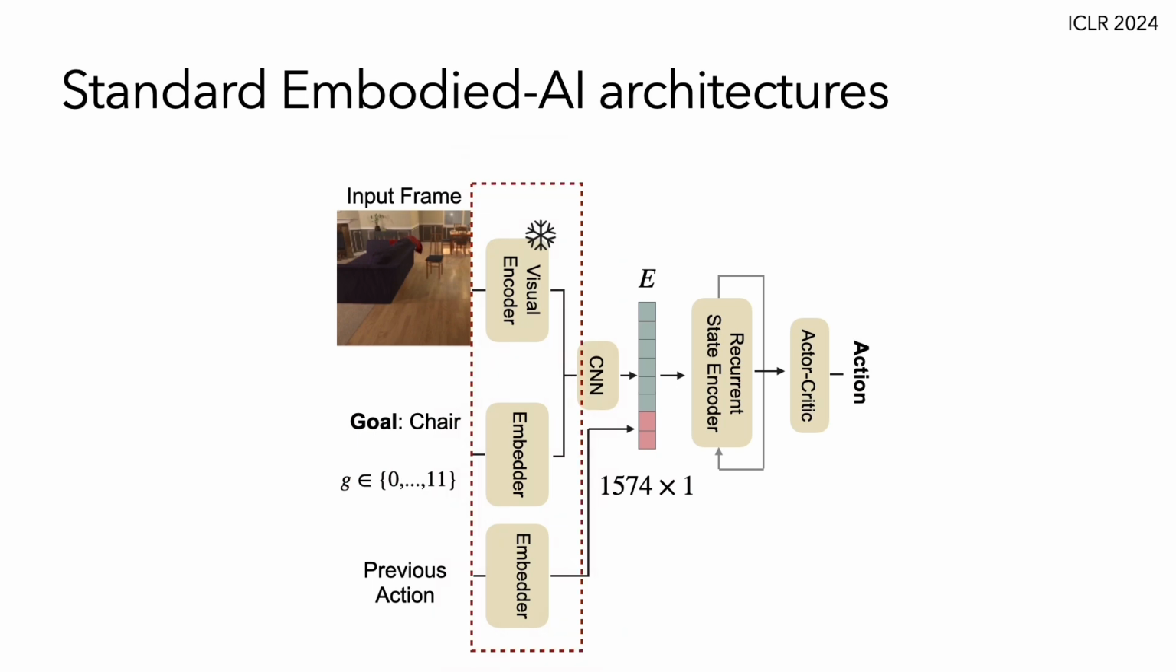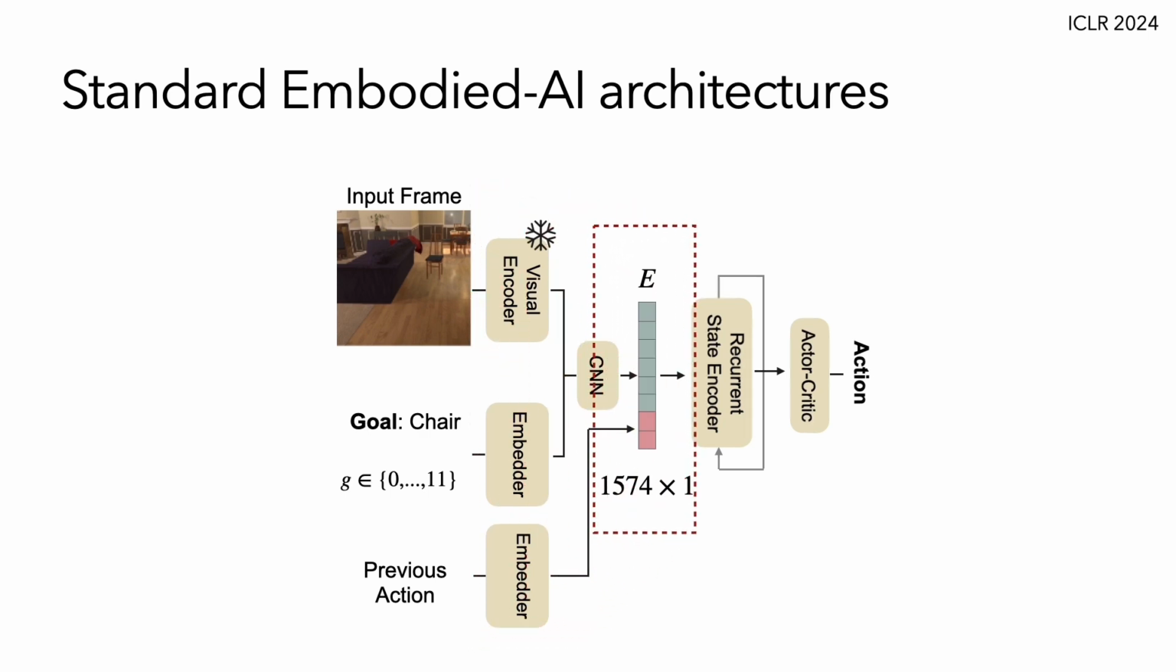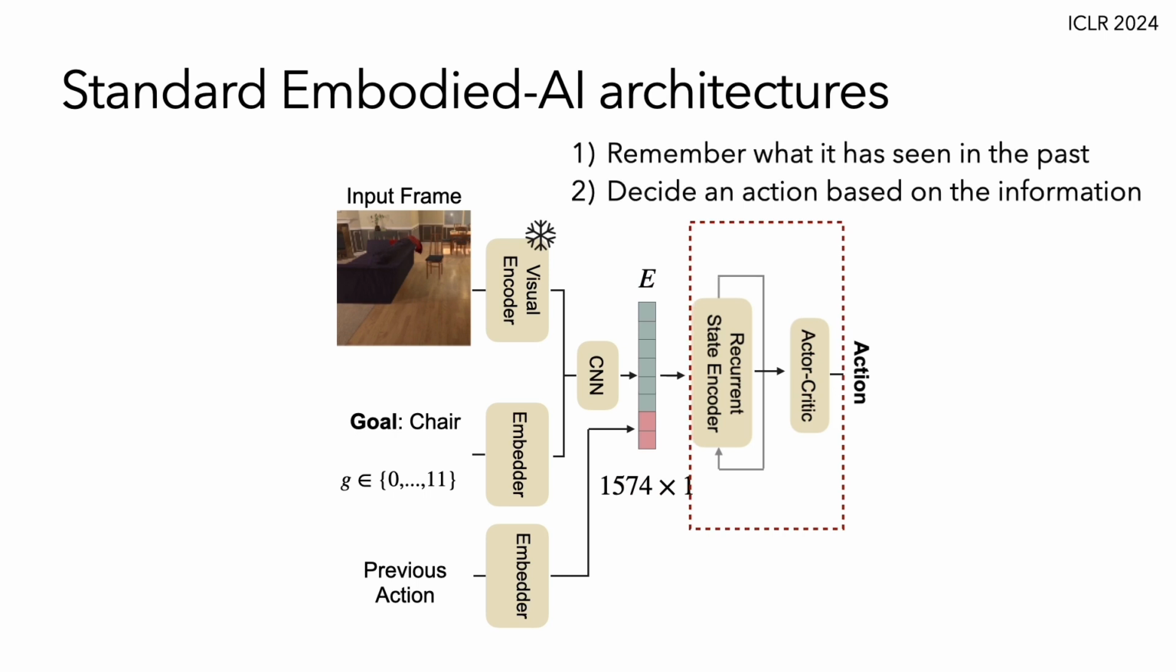Standard embodied AI architectures contain 3 encoders to embed the visual observation, goal, and previous action. The 3 embeddings are fused to form a goal-conditioned visual representation, often with dimensions as large as 1500. A recurrent neural network followed by a small actor could decide an action based on the observations in the past.